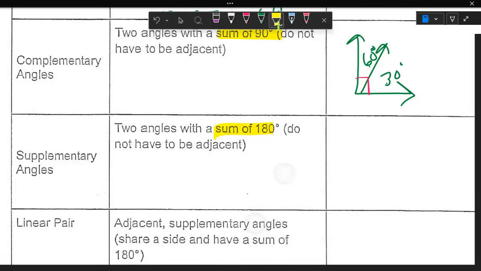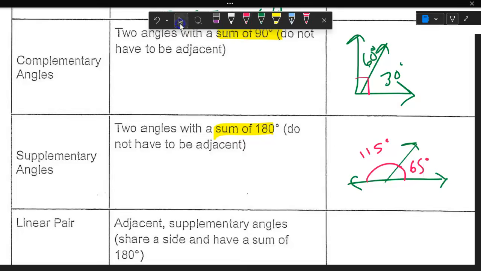Supplementary means two angles with a sum of 180. Now they don't have to be adjacent. So let's say, your girl is struggling. Here we have 115, and here we have 65.